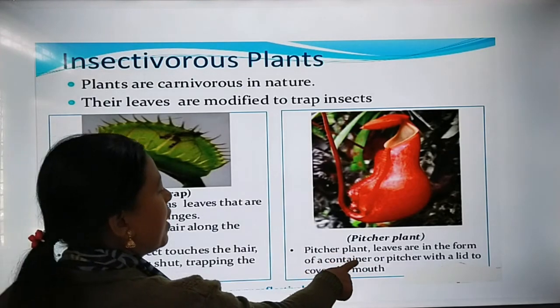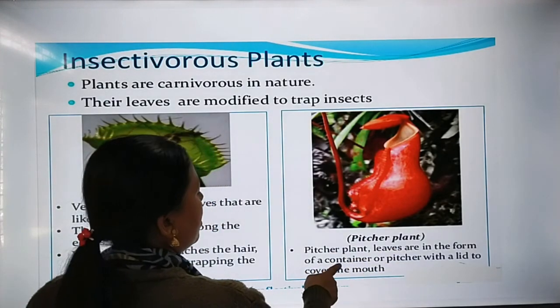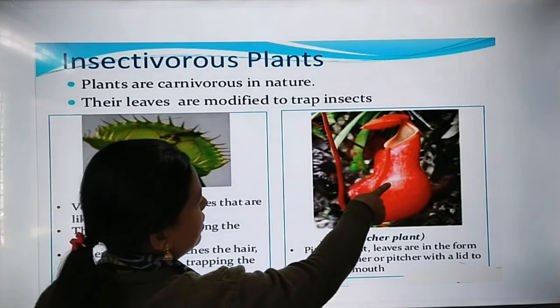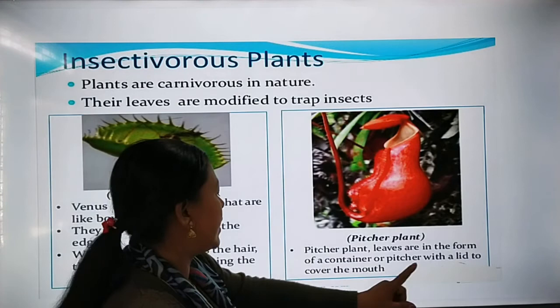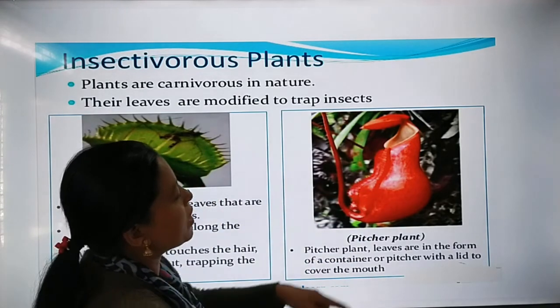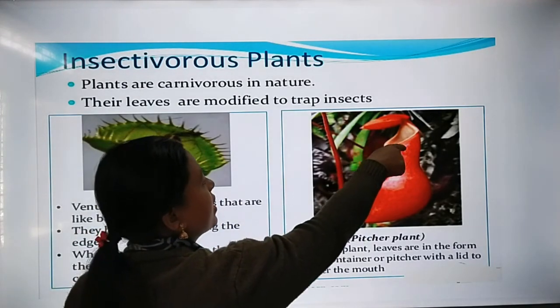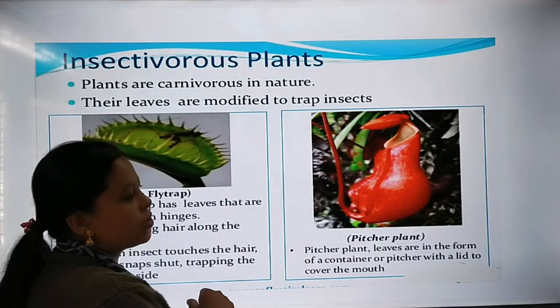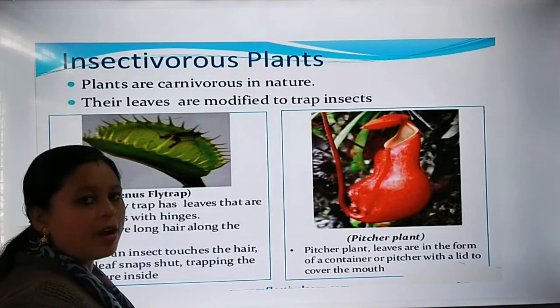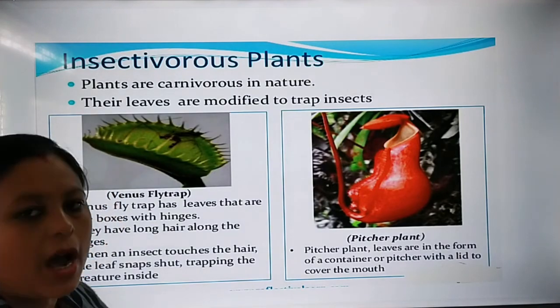Pitcher plant leaves are in the form of a container like this. This is like a container, isn't it? Or pitcher with a lid to cover the mouth. When the insect comes on it, it covers its mouth. So these are examples of carnivorous plants.